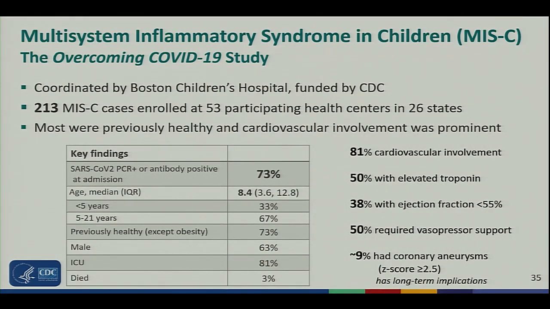Cardiovascular involvement was prominent. 50% had an elevated troponin, 38% had an ejection fraction less than 55%, 50% required vasopressor support, and 9% had coronary aneurysms. And we know from experience with Kawasaki's disease that this has long-term implications when diagnosed in children.